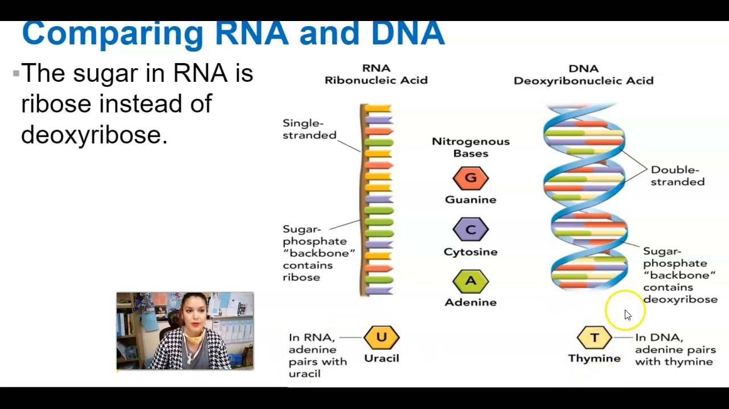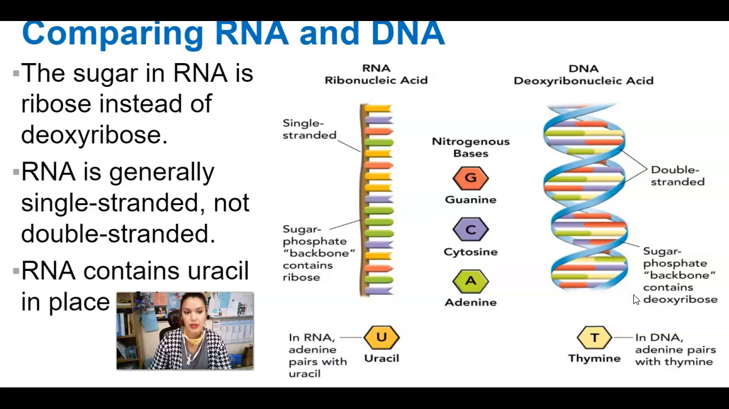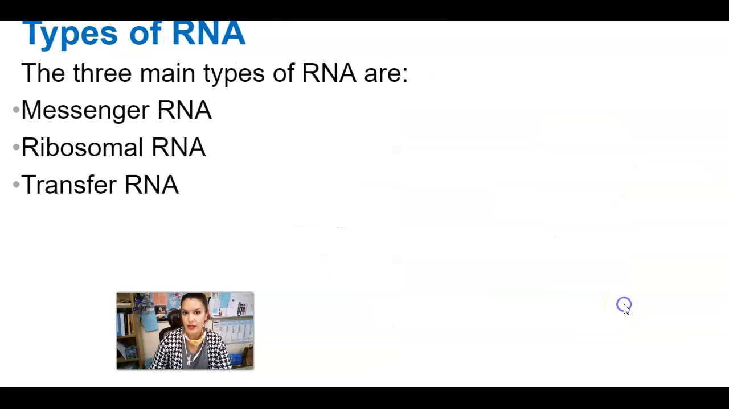Okay, so again, the sugar in RNA is ribose. RNA is single-stranded, not double. And it contains uracil in place of thymine. So those are the three main differences.